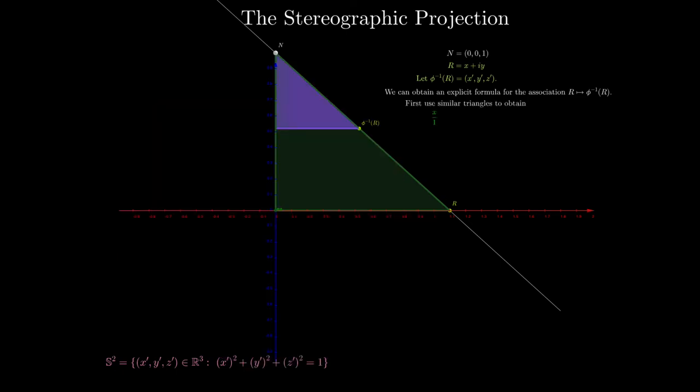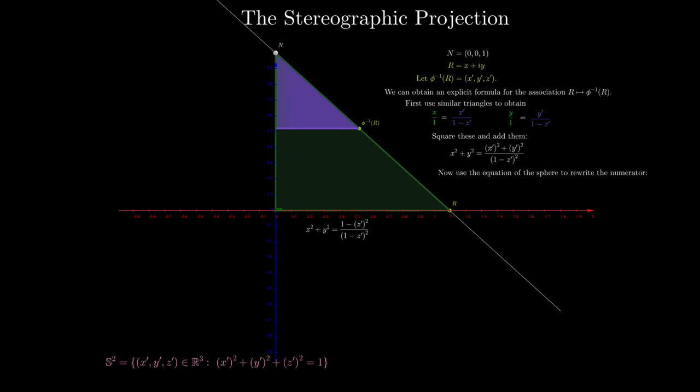So when we draw our triangles, we see the following relationship, that x over 1 should be the same thing as x' over 1 minus z', trying to color these with the triangles that are being used. And similarly, y over 1 is y' over 1 minus z'. What we're going to do is square these and add them up. And that would tell us that x squared plus y squared, the sum of the left side, should be the sum of the right side, where I've got a common denominator.